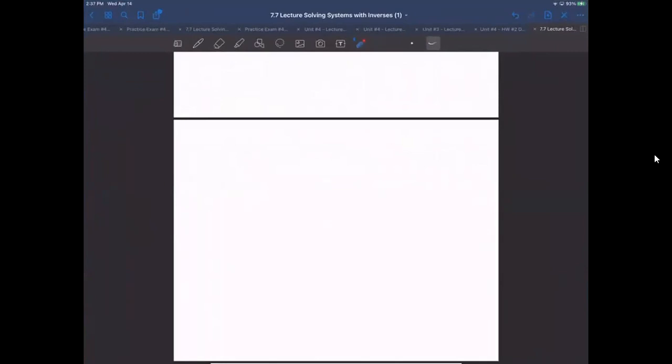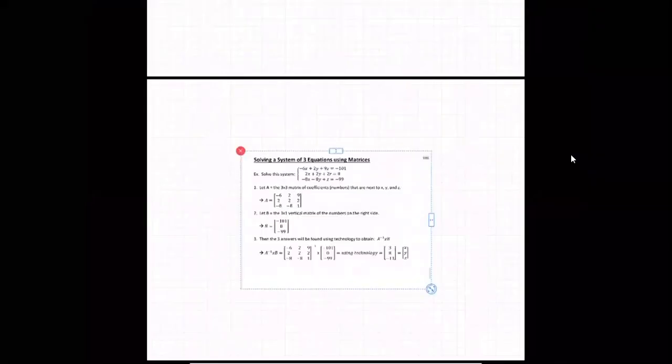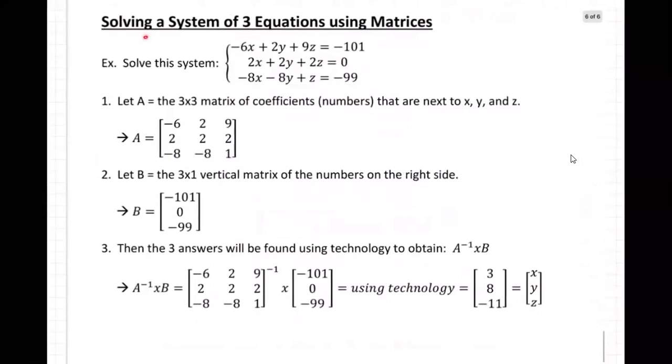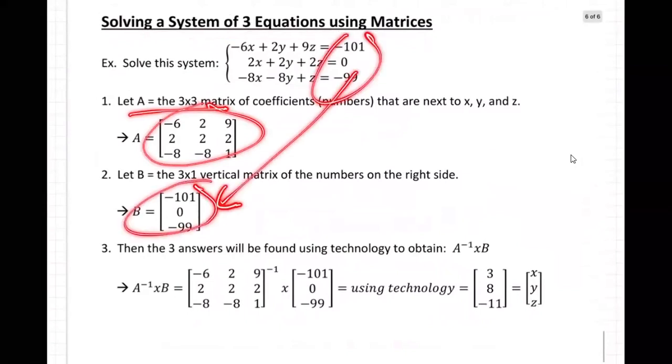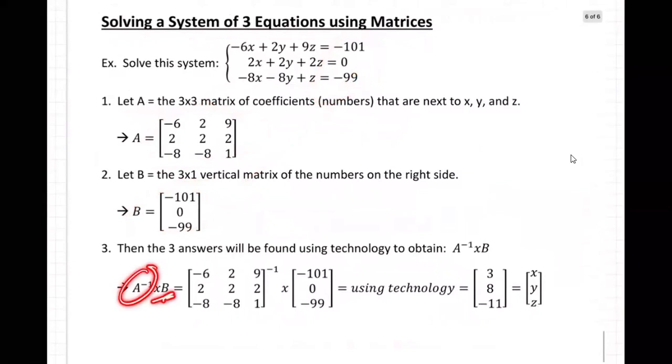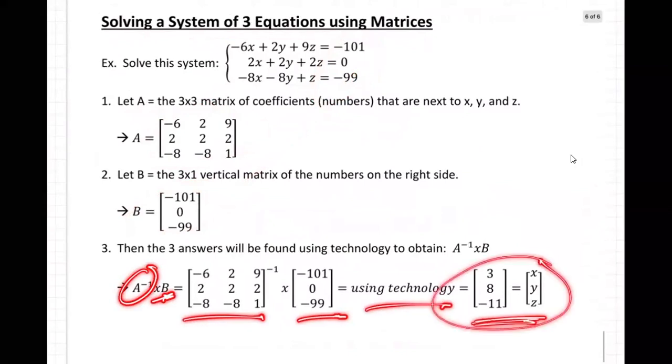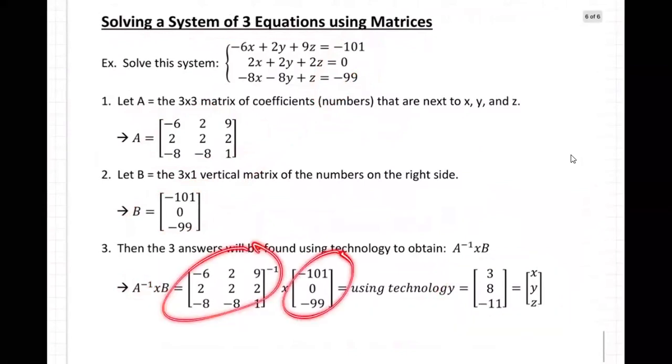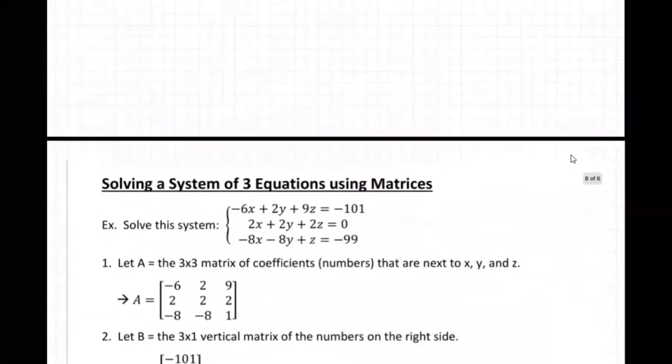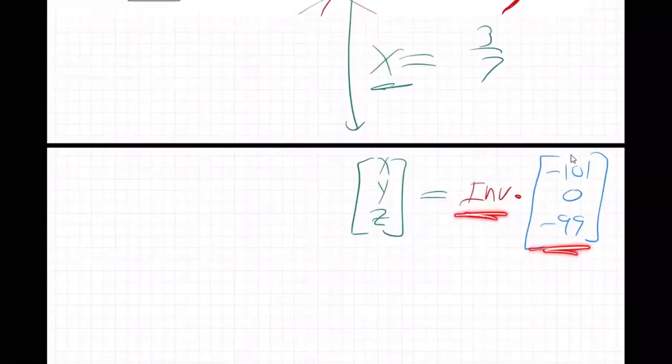Let me show you in the notes. I want to give you the theory here. Here it is in the notes. How do you solve 3 equations using matrices? You let A be the 3 by 3, let B be the right side, and then you take the inverse matrix times B with technology, on the calculator or on Geogebra, and you get the answer, and that is XYZ. That's what I just showed, right? I said take the inverse times the matrix on the right. See that?